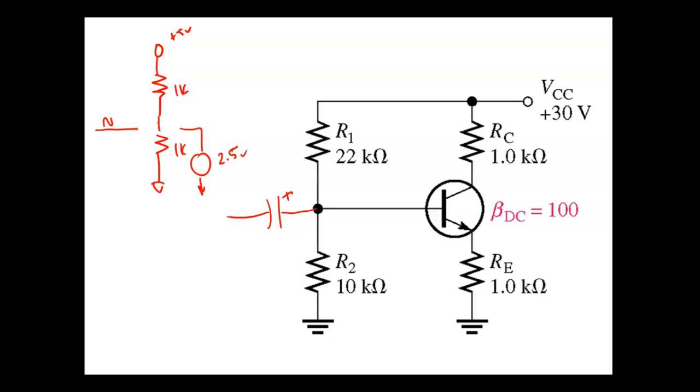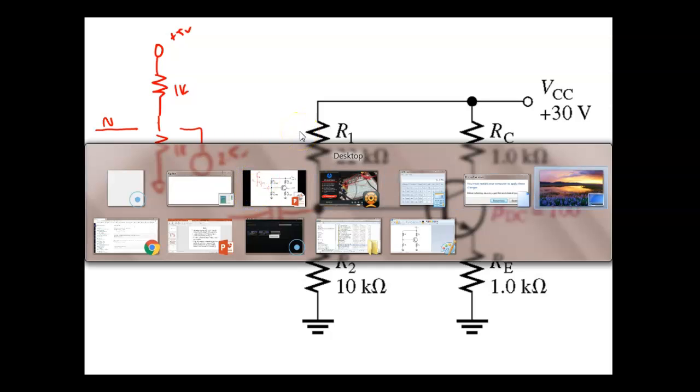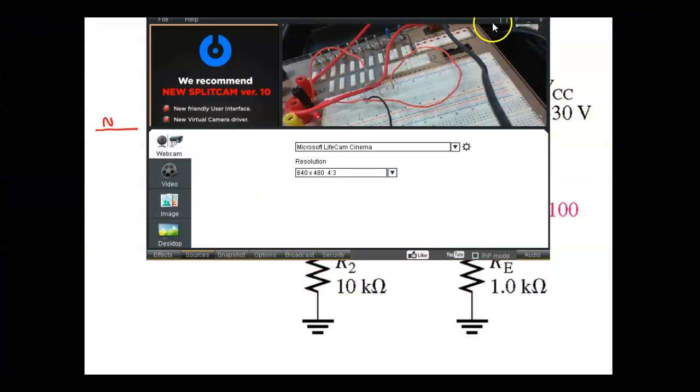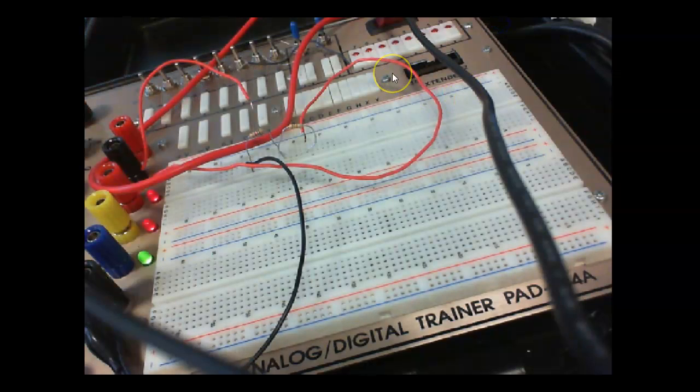I wish I had my scope still hooked up. I think I do. Here I'm going to put my common back over here, and here I have a 10 microfarad capacitor. Let me switch back over to my camera. It's going to superimpose the DC signal on top of that AC.